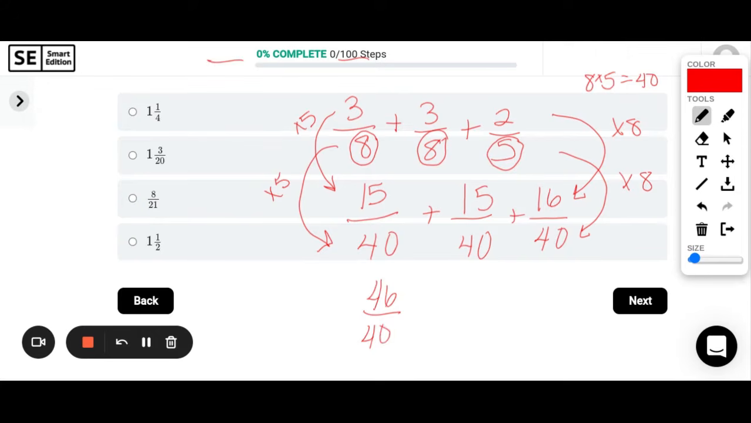46/40. Okay, looks like all of my answers are mixed numbers, so I'm going to take this improper fraction, and 40 goes into 46 once. So I can pull out one whole and have 6/40 left over. And I can actually simplify that because both of these are even. I can divide by 2. So 1 and 3/20 will be my final answer.